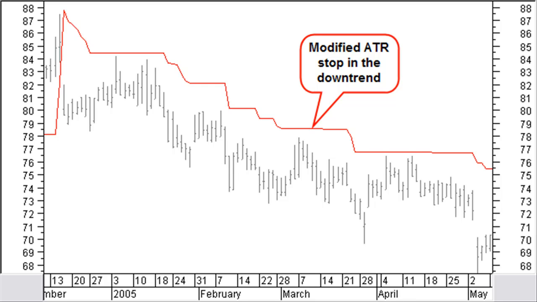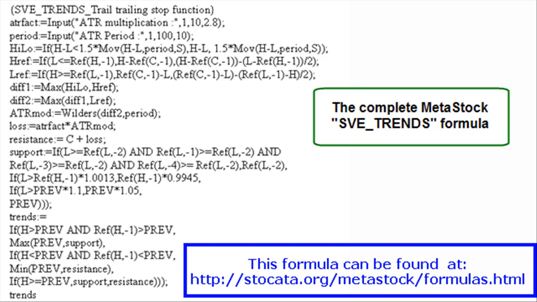So I prefer to use a modified ATR trailing stop to keep us out of the trade as long as we are in a medium-term downtrend, as you can see in this chart. And this is the complete MetaStock formula for an auto-switching TRENDS trailing stop. You can find this formula at stoccata.org/metastock/formulas.html.